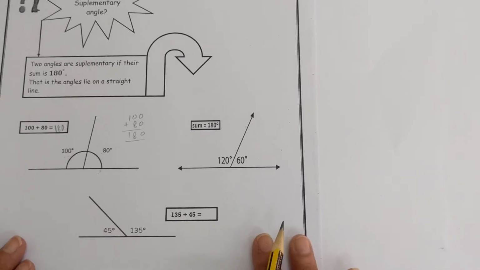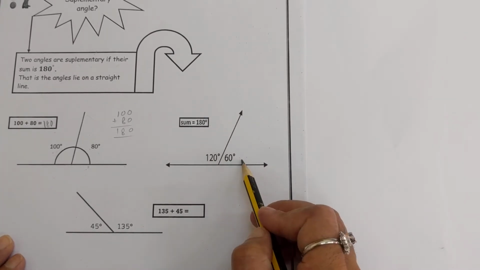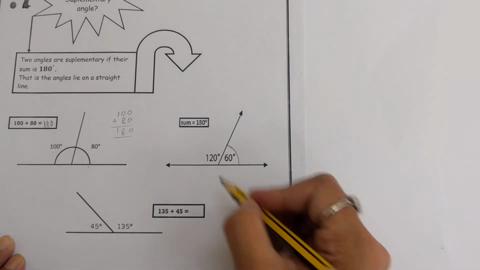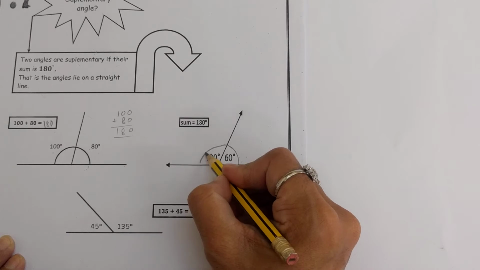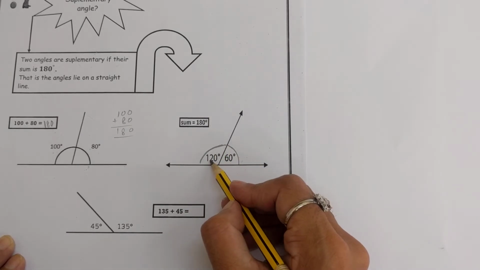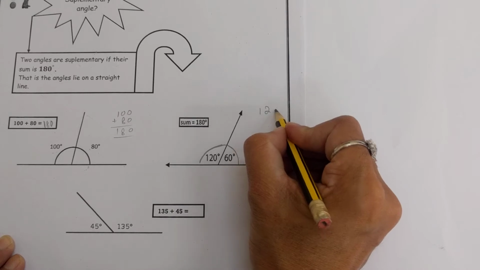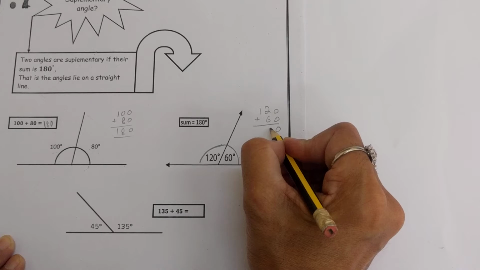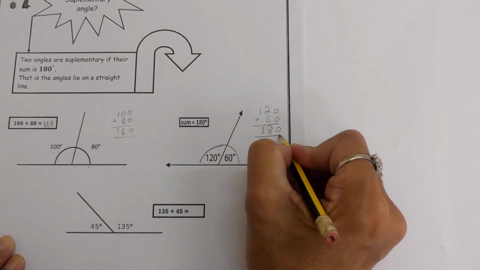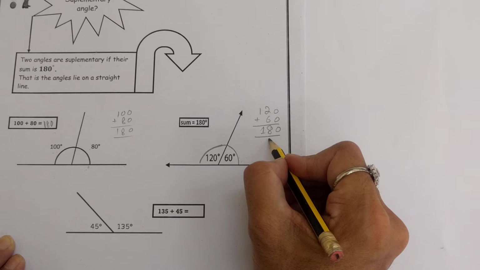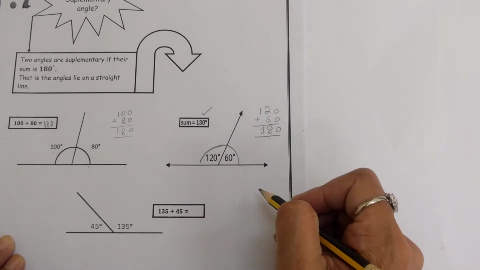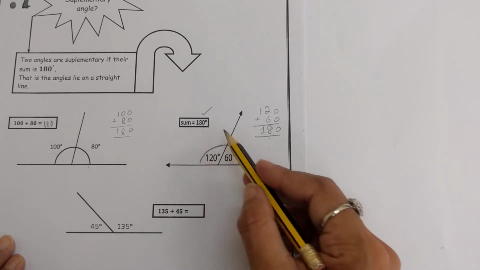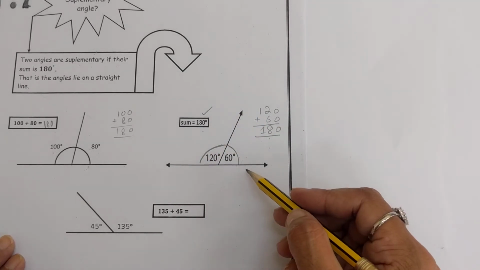Now the second example is 120 degrees and 60 degrees. This first angle is 60 degrees and this second angle is 120 degrees. So 120 and 60, let's check the sum. 0 plus 0 is 0. 6 plus 2 is equal to 8, and 1. So we got 180. It means the sum of 60 and 120 is equal to 180. It means this is a supplementary angle.